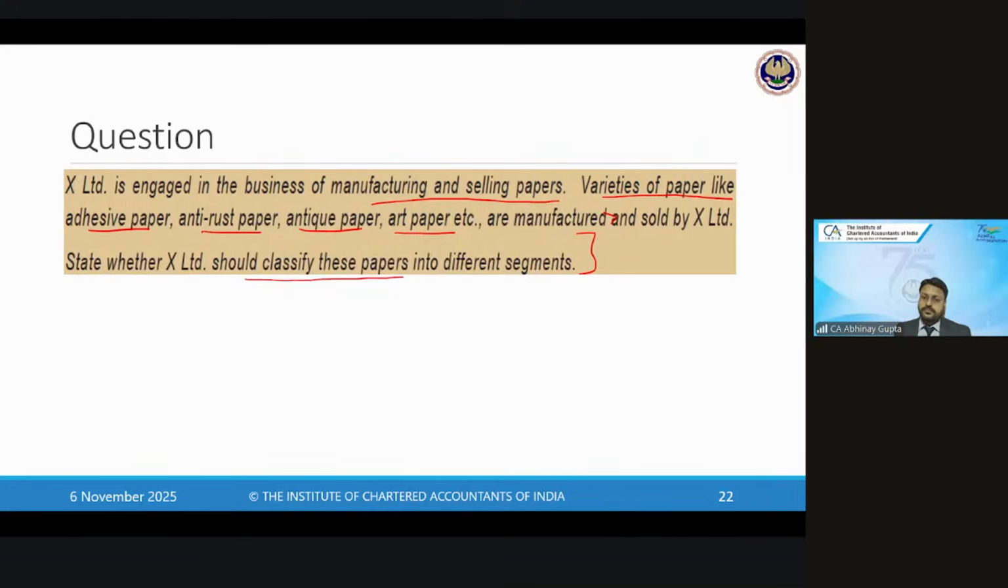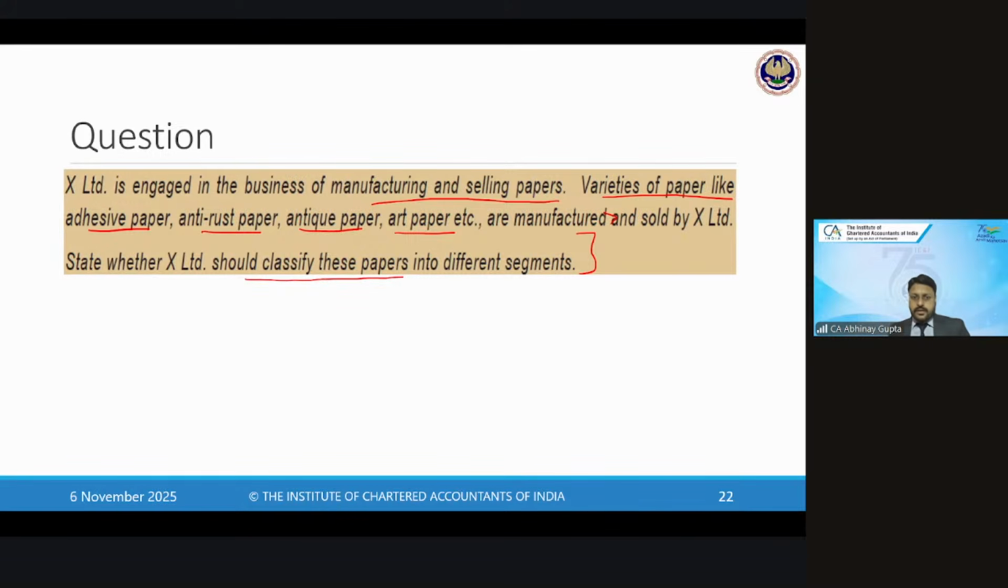Product is different, sir. Adhesive paper, the usage is totally different. It will be used for the coat, the stamp paper like that. Correct. That anti-rust paper, the usage is totally different, and the production process is also altogether different. It's not the same process. Antique paper and art paper, I could also see the customers are different. The same person will not use them. I think it has to be reported separately, I feel.